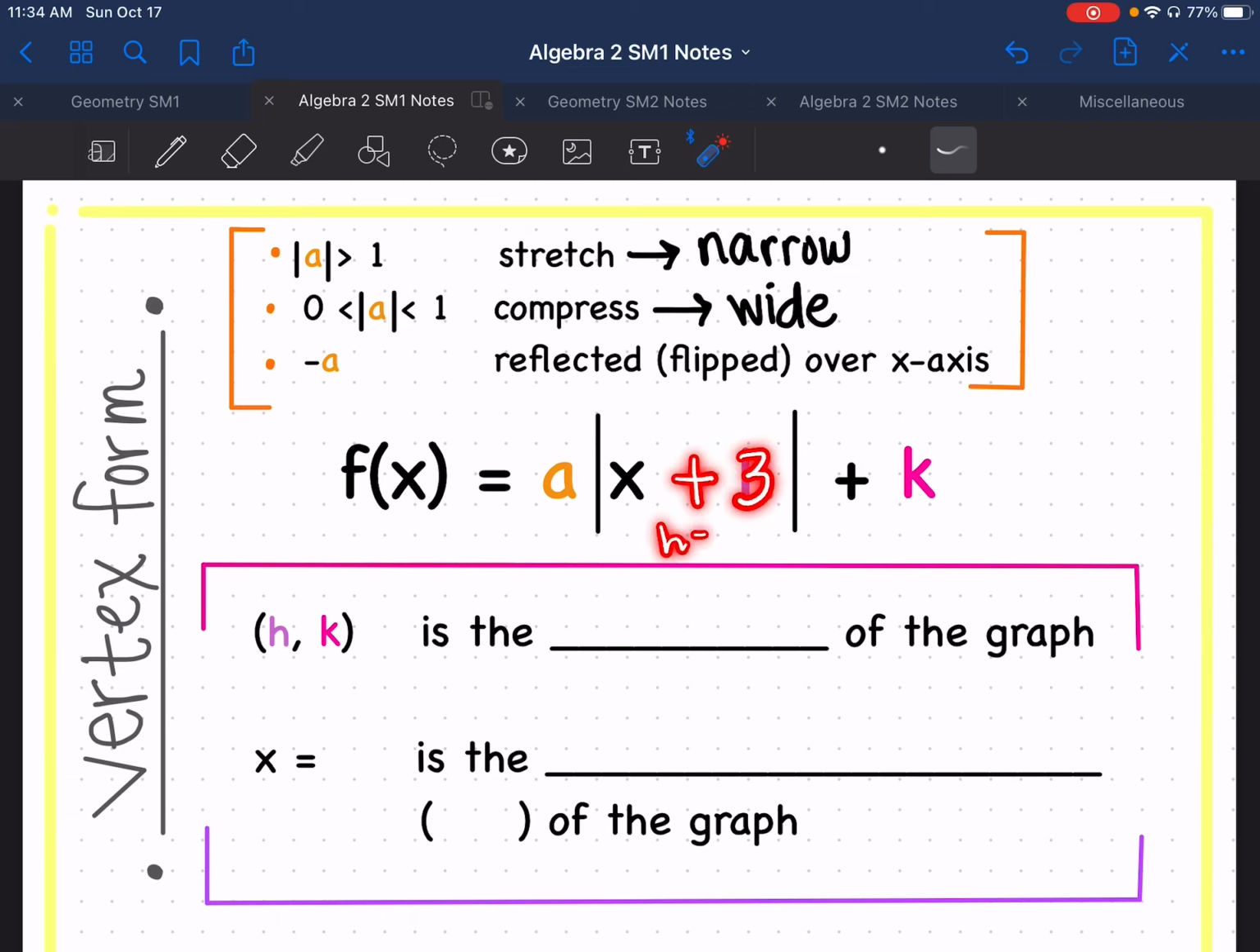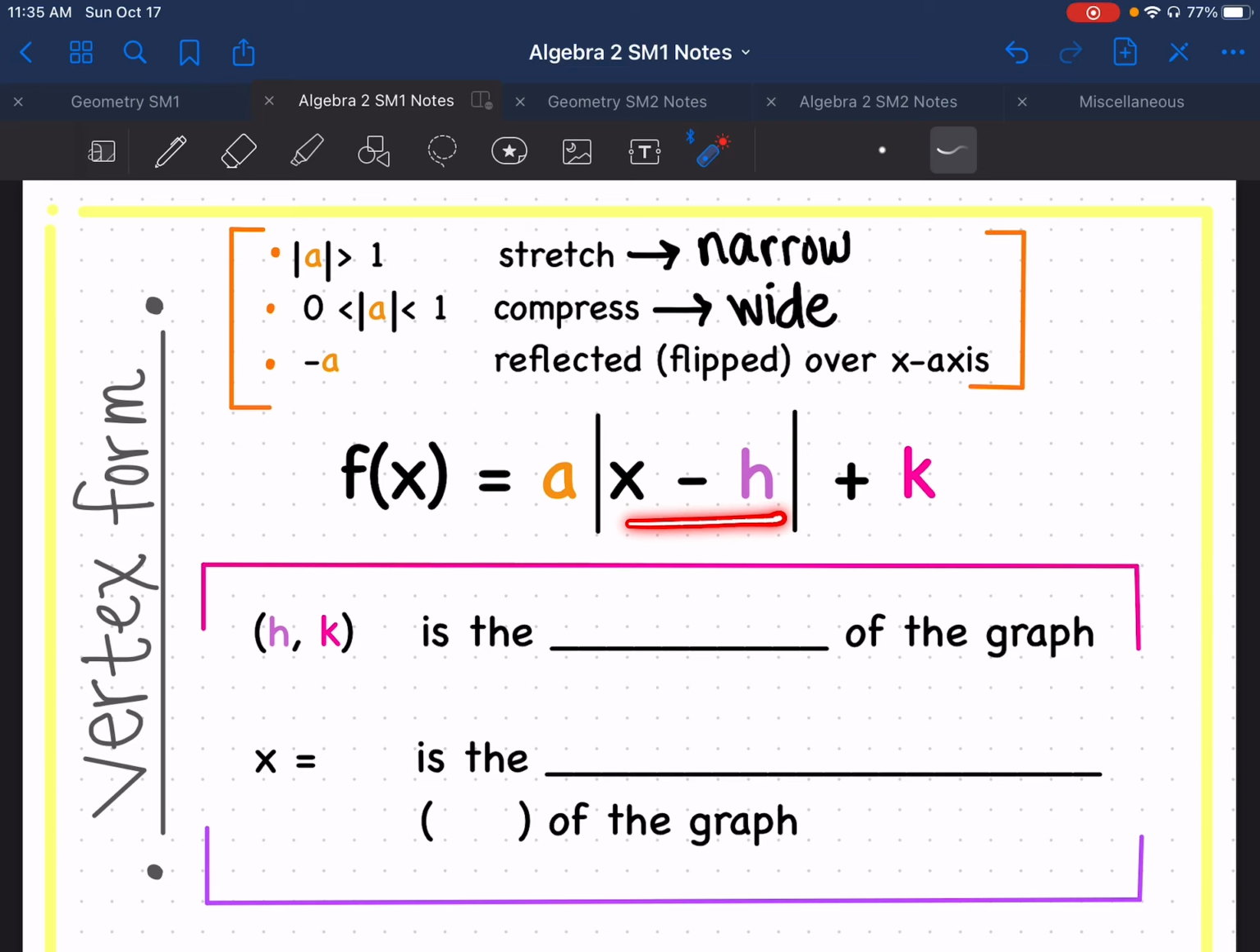When H equals -3, it's really going to look like a +3 in here. And when H equals +3, it's going to look like an X -3. K moves your graph up or down, and it looks exactly how you think. So if K is 3, then it's going to look like +3. If K equals -3, then this is going to change to a minus, and you're going to see a 3, which moves you down.